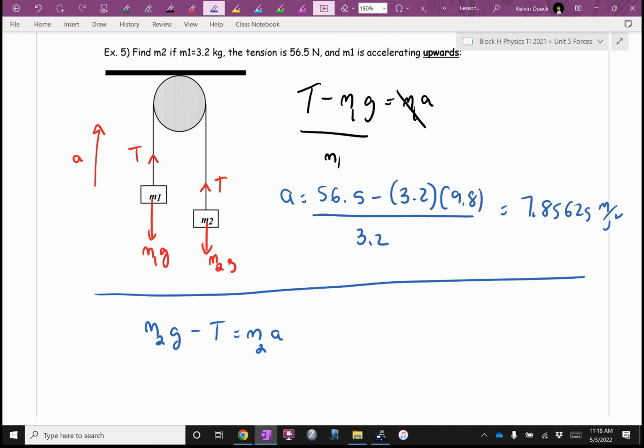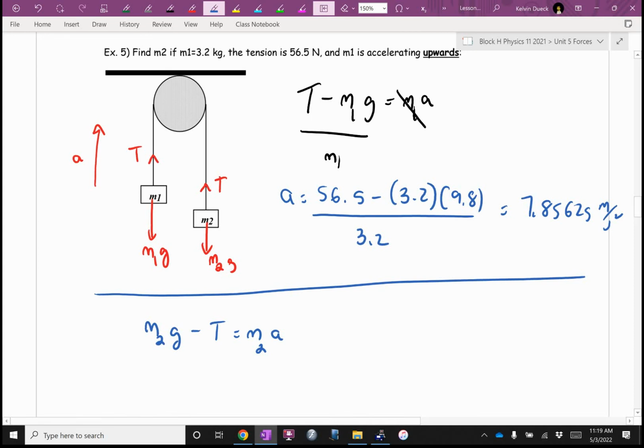Madison, what are they asking me to find? Can I? Do I know G? Yeah. Do I know tension? They told me 56.5. Do I know A? Yeah. The only thing I don't know is M2, so I can solve this. Why is this equation tough? Casey, how many M2s do I have? How many would I prefer?